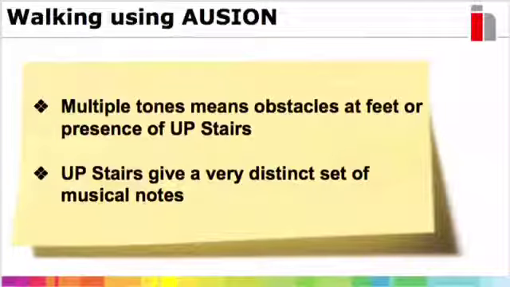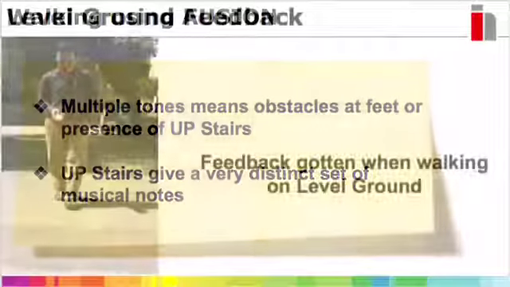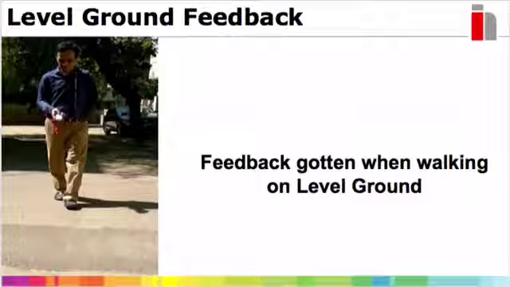As you walk forward and point AUSION below, if you hear multiple tones, it means that either there are obstacles near your feet or you are close to stairs that are going up. When you are close to upstairs and you perform the vertical scanning technique, you will get a distinct set of musical sounds that are very different when compared to the constant tone you get when walking on level ground. This pattern is also very different when compared to getting closer to a wall.